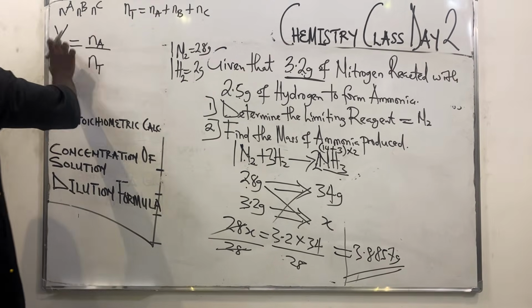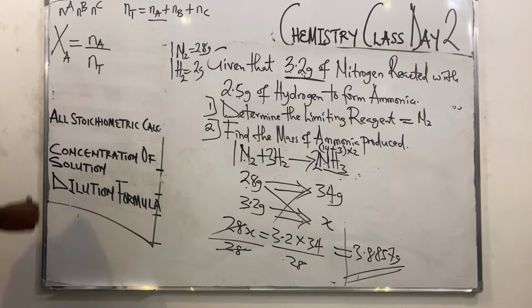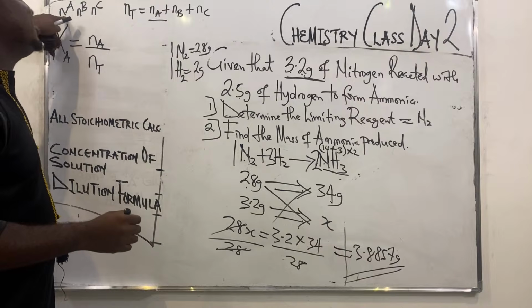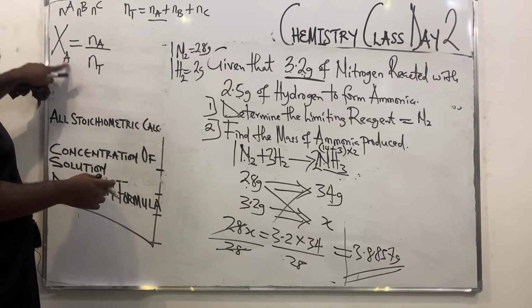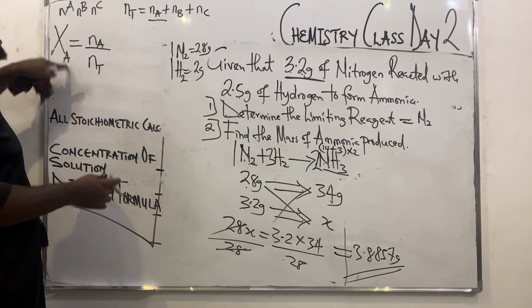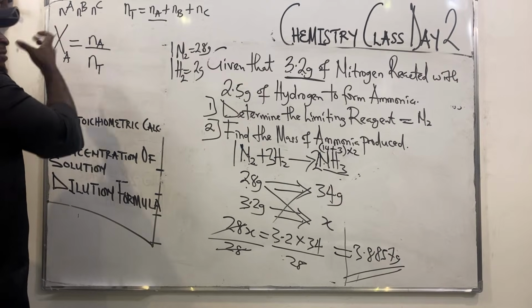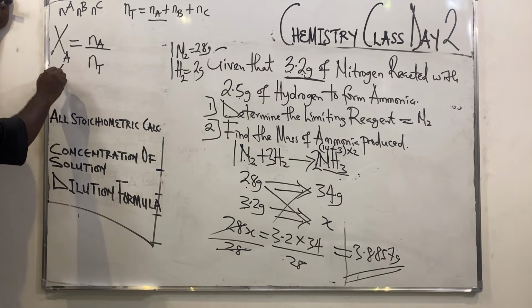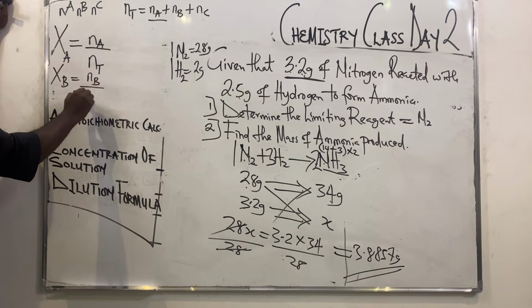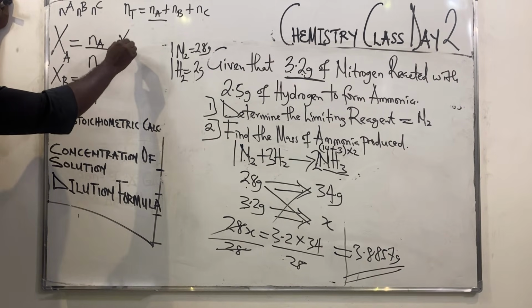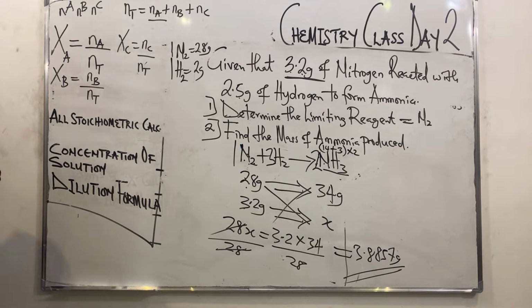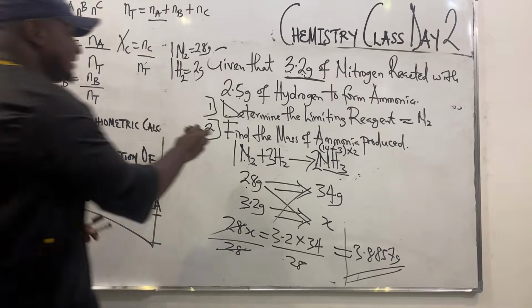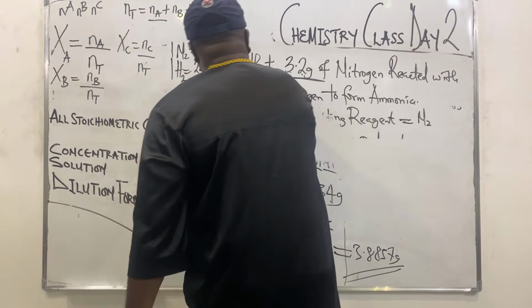Now they can ask to find the mole ratio of A in the mixture, the mole ratio of a particular component in a mixture containing other components. The symbol for mole ratio is X. Xa means mole ratio of A. The mole ratio of A is number of moles of A divided by total number of moles of the mixture. The mole ratio of B is number of moles of B divided by total number of moles of the mixture. The mole ratio of C is number of moles of C divided by total number of moles of the mixture. Please take note. That's just what you should know about mole ratio. I believe you are not writing this, so I can go to other stoichiometric calculations.